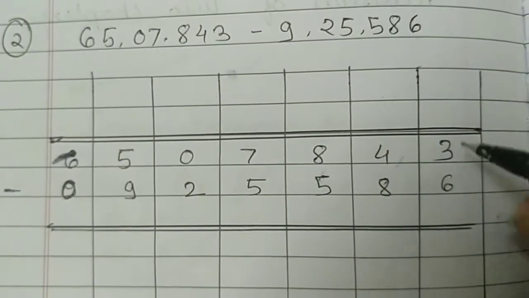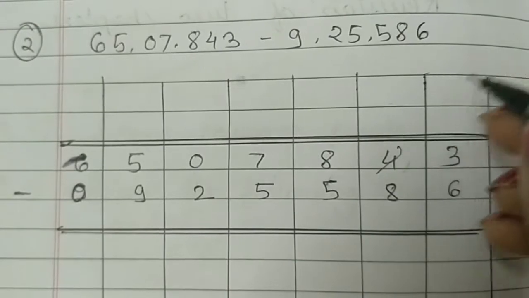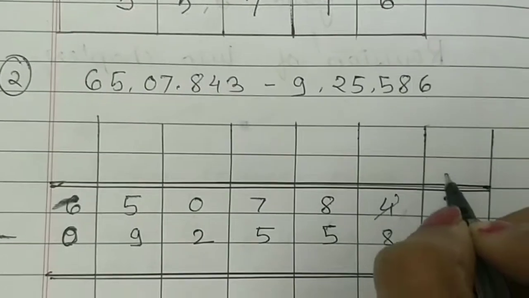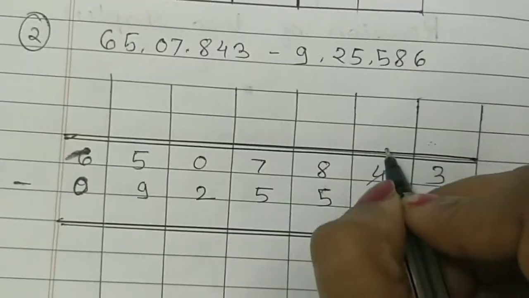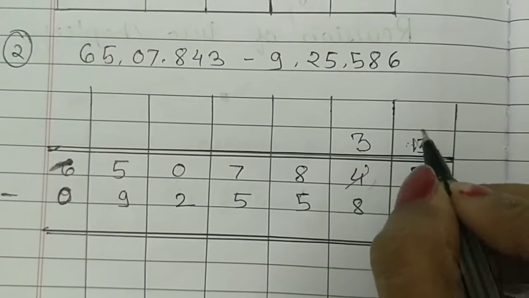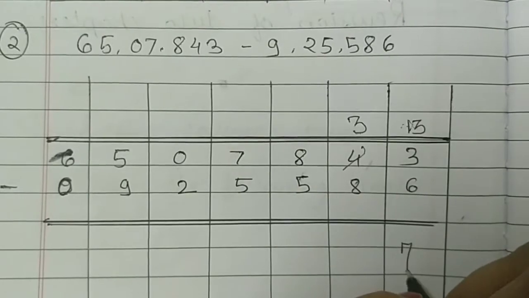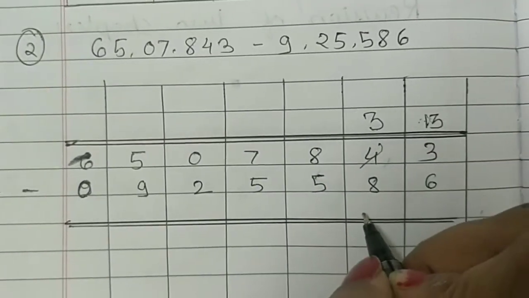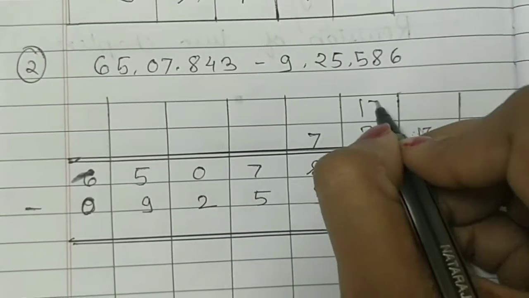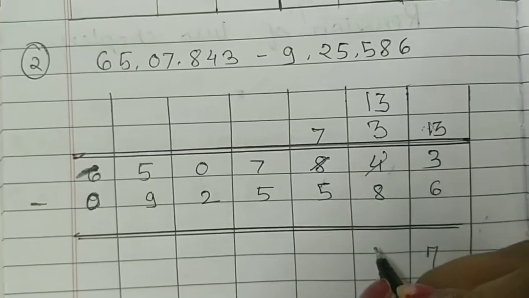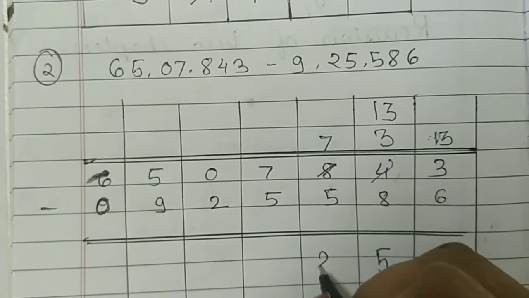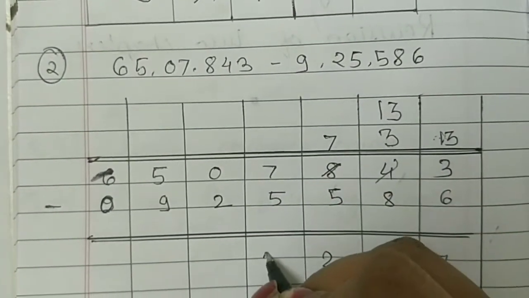3 minus 6 cannot be done. That's why we are going to borrow. We are going to do this subtraction with the same method. We can do the subtraction in both the ways. So this becomes 3 and this becomes 13. 13 minus 6 we get 7. Now 3 minus 8 cannot be done. So again borrow. We have 13 minus 8, that is 5. 7 minus 5, 2. 7 minus 5 again 2.